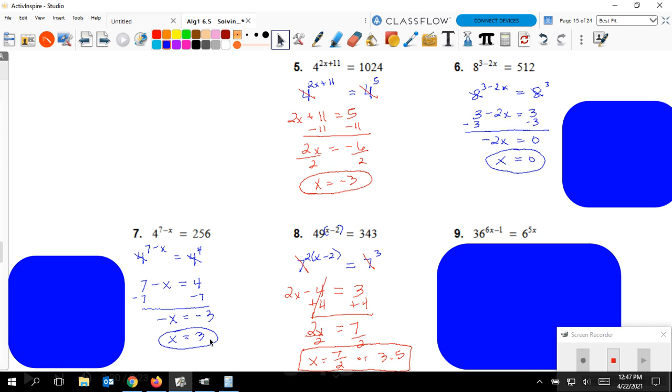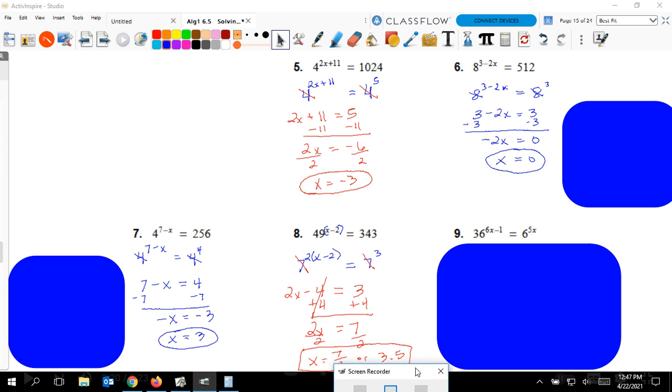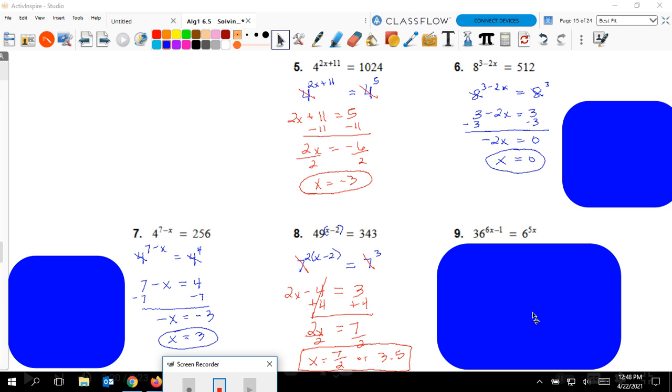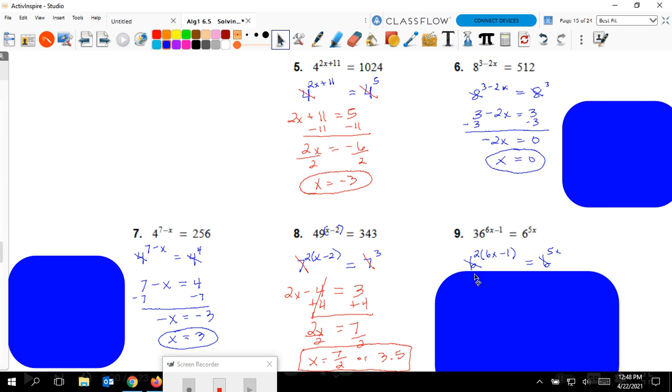All right, let's go ahead and take a look at number 9. So number 9, this one here, we have 6 and a 36. So 36 is going to give us 6 to the 2nd power. So we would want to change this to 6 to the 2nd power. And we would still have this exponent of 6x minus 1 that's going to multiply the 2nd power. So you're putting that expression in parentheses, and now you have a distributive property just like we did here on 8.